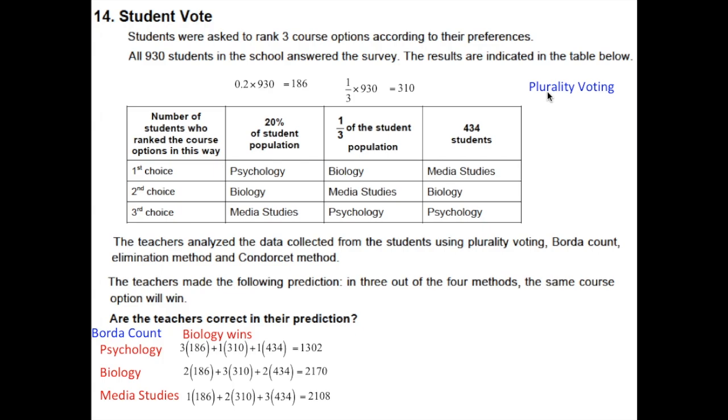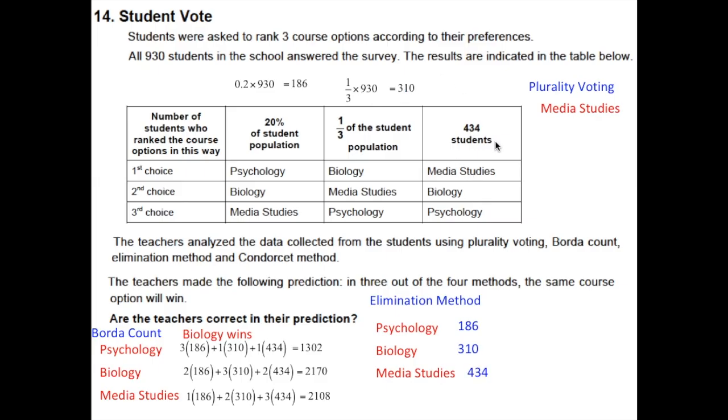For plurality voting, psychology was picked first 186 times. Biology was picked first 310 times, and media studies was picked first 434 times. Media studies wins.